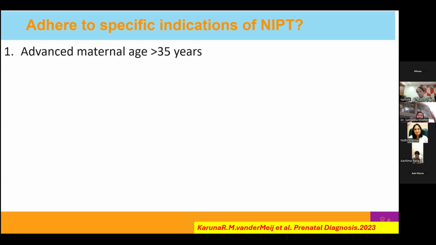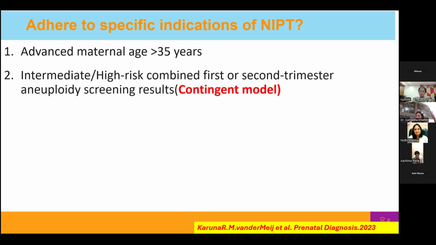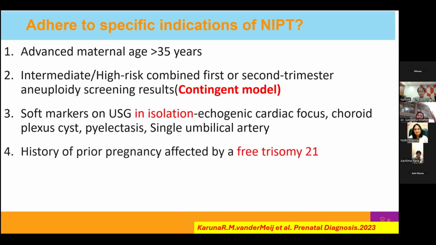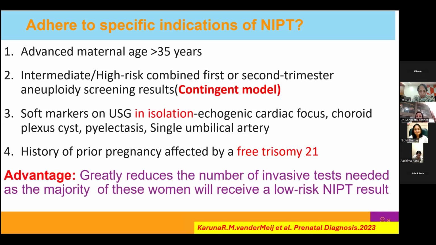This is only advisable in advanced maternal age, more than 35 years; intermediate or high risk on combined first or second trimester aneuploidy screening results with no structural malformation; and soft markers on ultrasound in isolation, like echogenic cardiac focus, choroid plexus cyst, pyelectasis, single umbilical artery. Only one marker, not 2 or 3 markers. In that case, we also again get skeptical. With a history of a prior pregnancy affected by free trisomy 21, NIPT can be done.